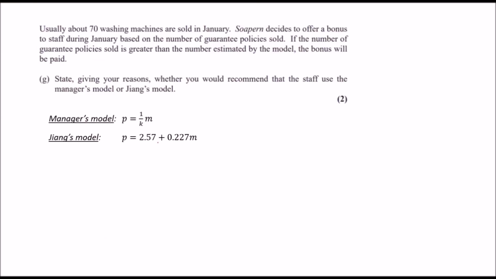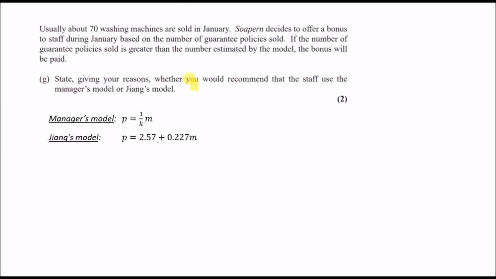All right, final bit. So usually about 70 washing machines are sold in January. Now this company decides to offer a bonus to staff during that month based on the number of policies sold. If the number of guaranteed policies sold is greater than the number estimated by the model, the bonus will be paid. Now, state, giving your reasons, whether you would recommend that the staff use the manager's model or Jiang's model.